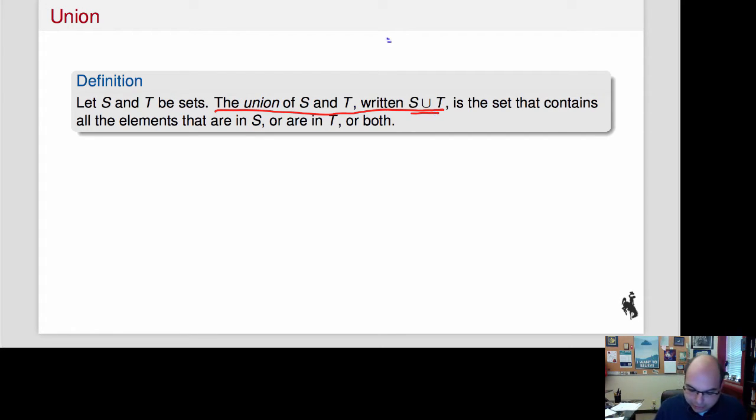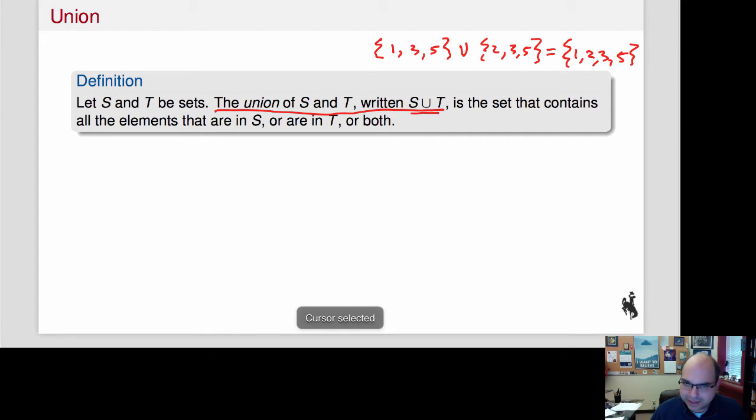And nothing else. So for example, let's take a set like 1, 3, and 5, and another set 2, 3, and 5. And when I take the union of those, what I'll get is all the elements that are in either. So I'm going to have 1, 2, 3 happens to be in both, but that's okay. 5 is also in both, but that's okay. And so that's the result of the union. Okay, so that's how we say it in English, right?